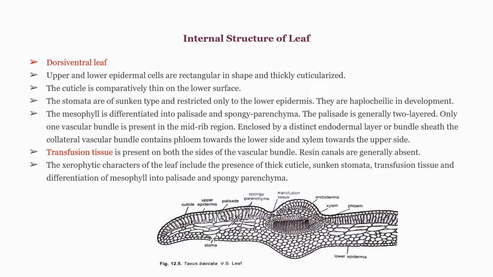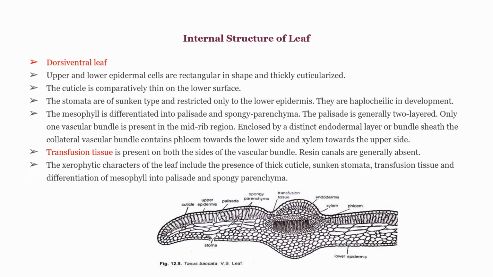The mesophyll is differentiated into palisade and spongy parenchyma. The palisade is generally two-layered. Only one vascular bundle is present in the midrib region. Enclosed by a distinct endodermal layer or bundle sheath, the collateral vascular bundle contains phloem towards the lower side and xylem towards the upper side.